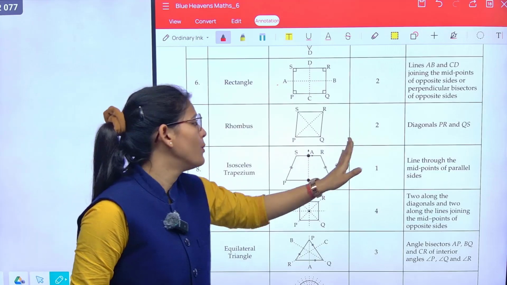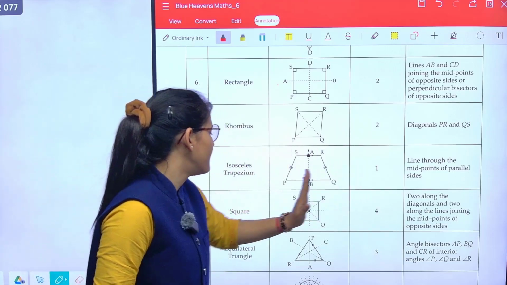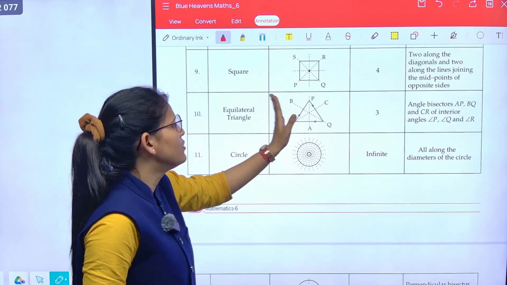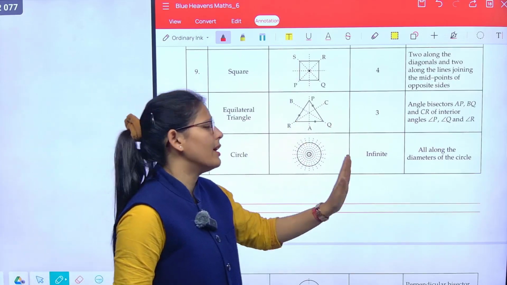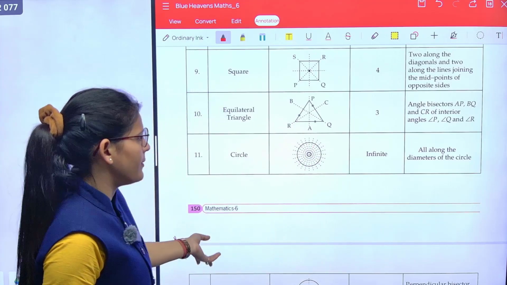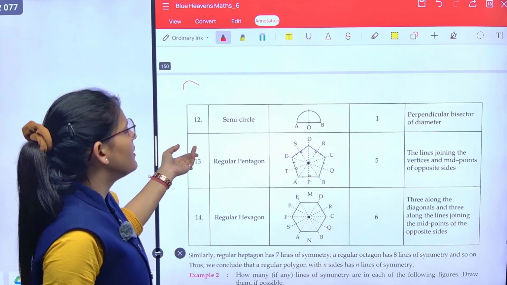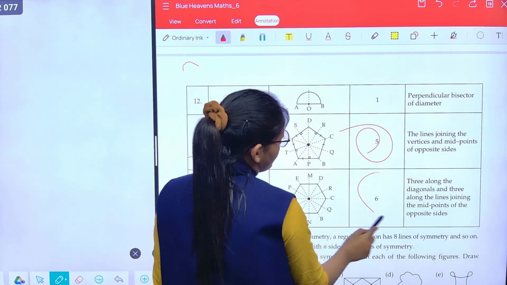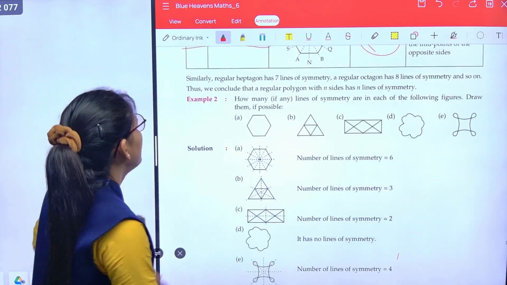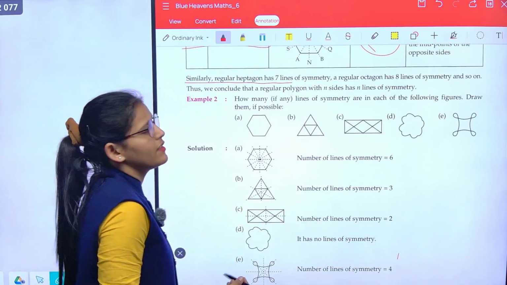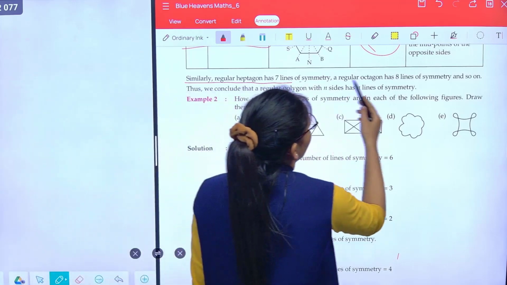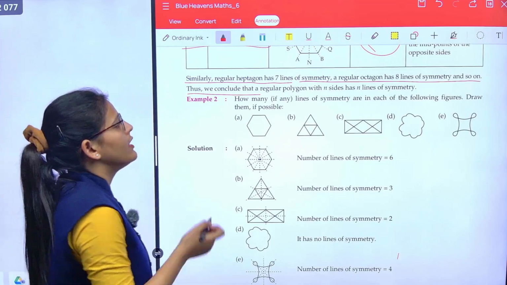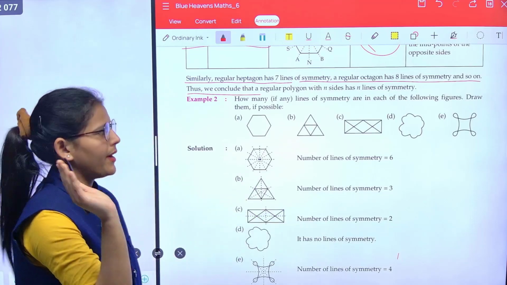Now rhombus has 2, isosceles trapezoid 1, square 4, equilateral triangle 3. In a circle, infinity, we can draw any number of lines, class, infinity in a circle. Semicircle 1, regular pentagon 5, regular hexagon 6. Now similarly, a regular heptagon has 7 lines of symmetry, a regular octagon has 8 lines of symmetry and so on. Thus we conclude that a regular polygon with n sides has n lines of symmetry.